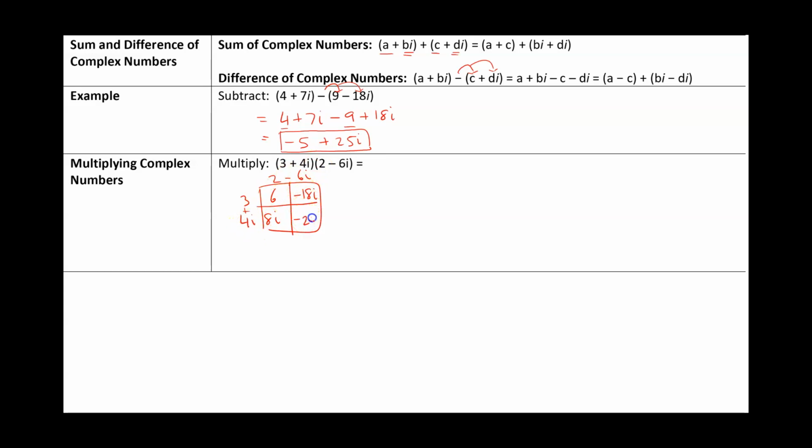4 times 6 is 24, and i times i is i squared. This gives you a negative 24i squared. If we were to FOIL it, you would get the exact same result.